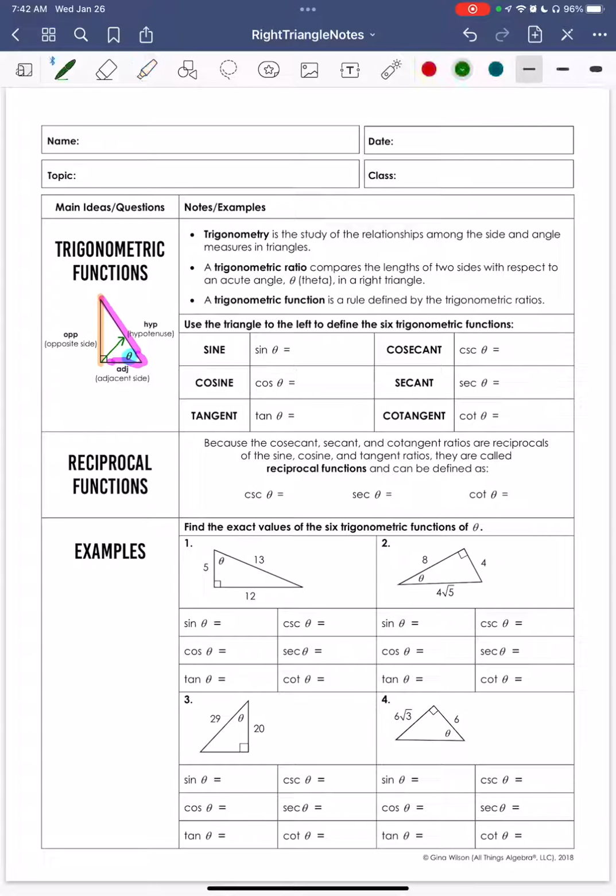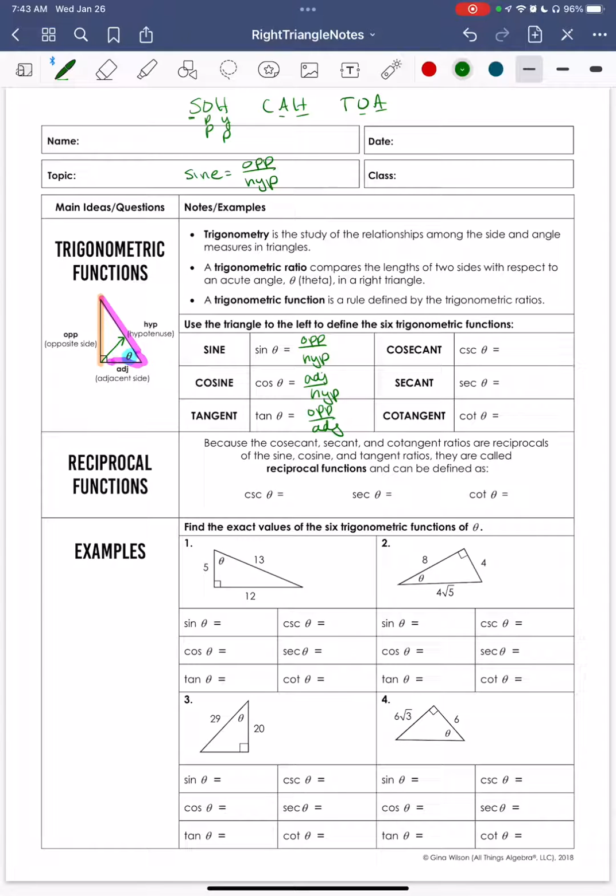Now, you might remember SOHCAHTOA. So SOHCAHTOA stands for S is for sine, O is for opposite, H is for hypotenuse. So that means that sine equals the opposite side over the hypotenuse. Cosine is adjacent over hypotenuse, and tangent is opposite over adjacent. So in our triangle here, we can write that down here, I suppose. Sine is opposite over hypotenuse, cosine is adjacent over hypotenuse, and tangent is opposite over adjacent.